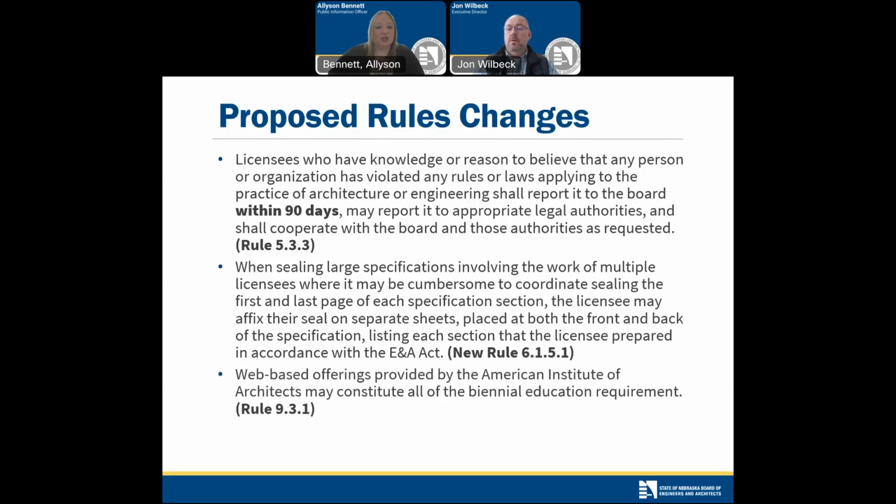Another proposed rule change is stating that web-based offerings provided by the American Institute of Architects, or AIA, may constitute all of the biennial education requirement. This would be in addition to that list in Rule 9.31, which details which other entities may constitute all of the biennial education requirements that are web-based offerings. Yeah, and Allison, let me just add to that. I think the proposed rule says AIA approved providers, right? It's not just AIA. It's any AIA approved provider that's offering a web-based course. Yes, they're not restricted. Correct.